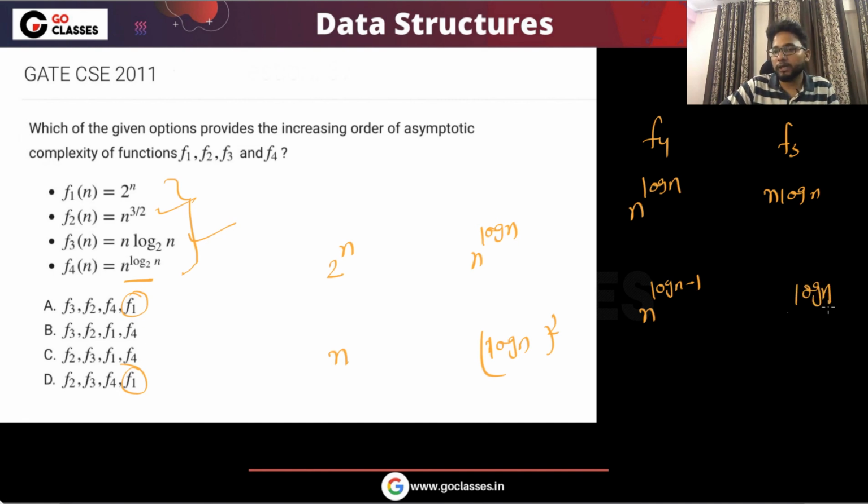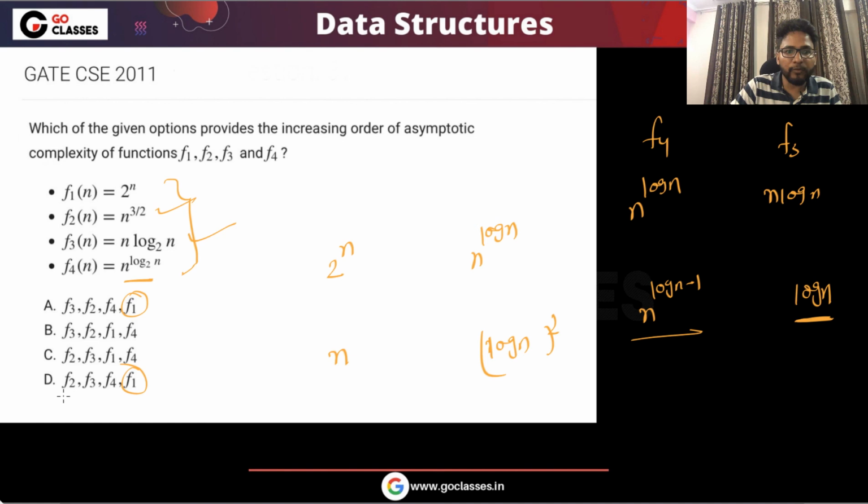So what do you think? This is just log n, and this is n power some function. Even n power some constant is greater. So n power some function, which is an increasing function, is obviously greater. So f4 is greater than f3, right? So you can say f1 is greatest, and f4 is greater than f3.